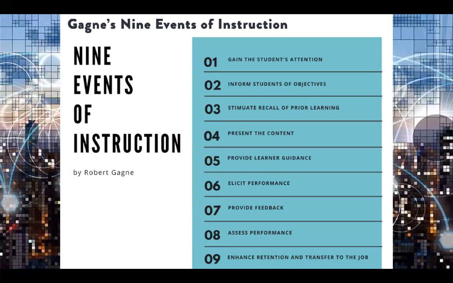The first one is gain students' attention, then inform students of the objective. The third one is stimulate recall of prior learning, then present the content, provide learning guidance, elicit performance, provide feedback, assess performance, enhance retention, and transfer to the job. What actually is the meaning of all these nine instructions? Let's have a look and get an understanding of these instructions as presented by Gagne.